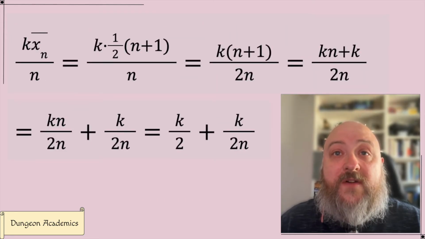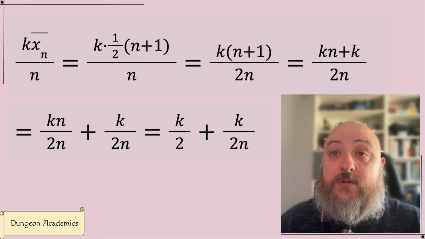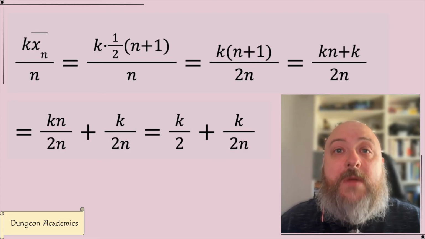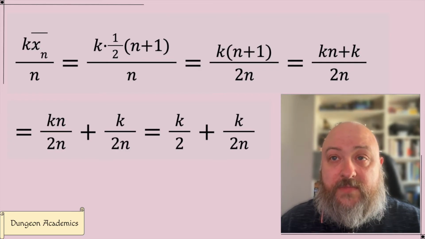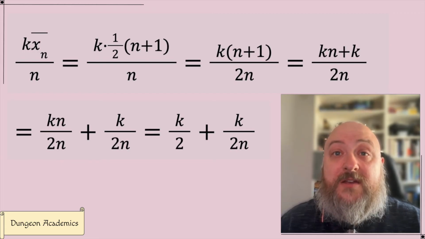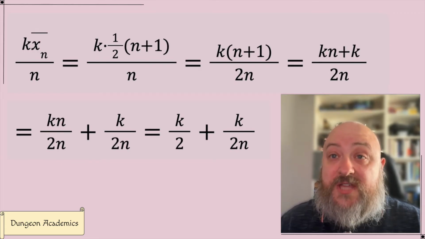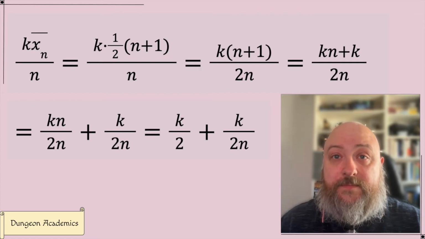Our third and final term is k times the mean value all over n. I will substitute the mean for its formula, n plus 1 all over 2, which simplifies to k times n plus 1 all over 2. We can multiply out this numerator to get kn plus k all over 2n. Let's split this fraction into its two components, kn over 2n and k over 2n. The first component can be simplified to be just k over 2, while the second remains as k over 2n.